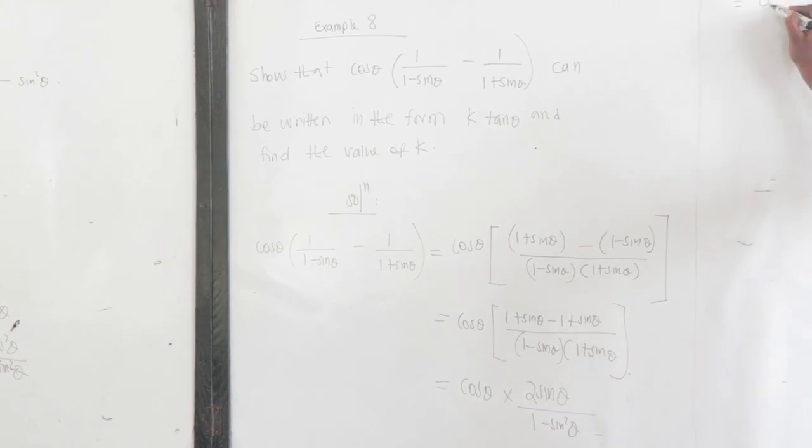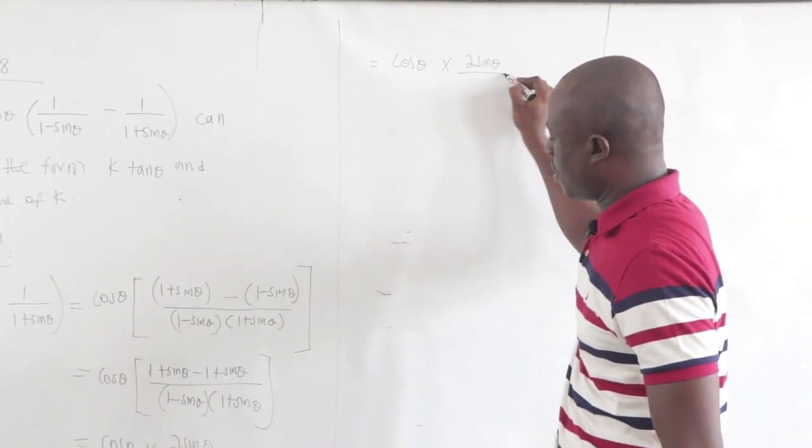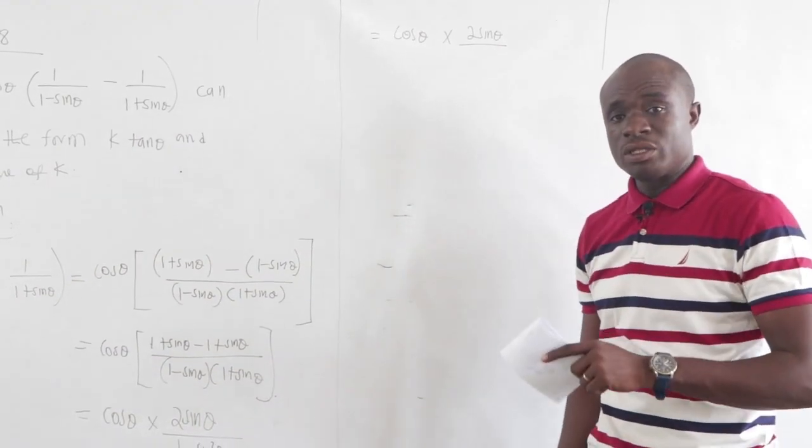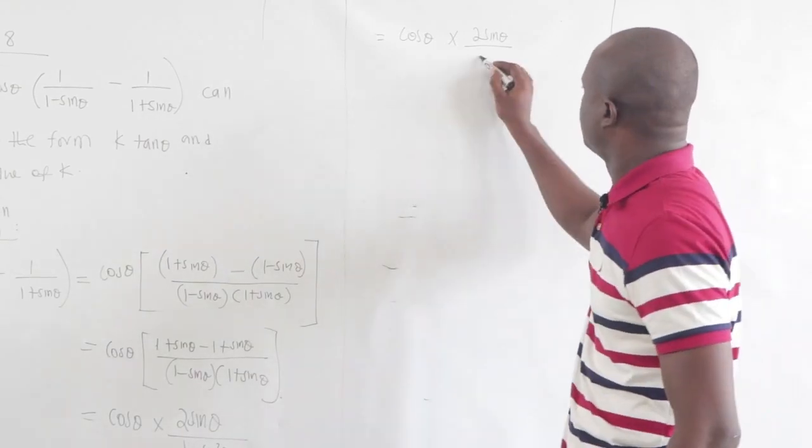Now we have cos theta times 2 sine theta all over, what is 1 minus sine square theta? 1 minus sine square theta is the same as what? Cos square theta.